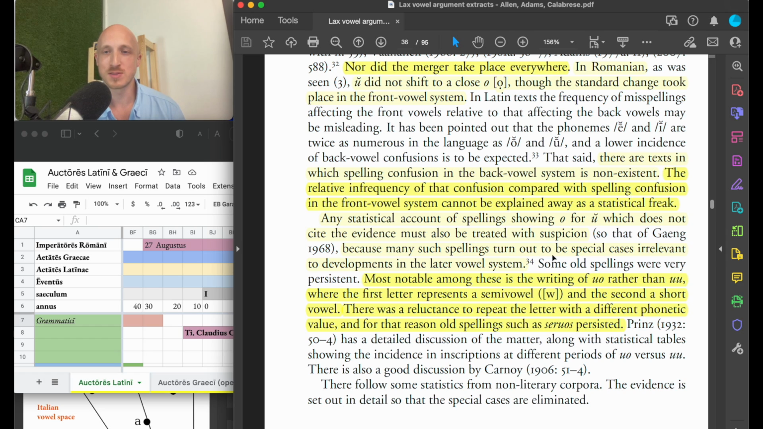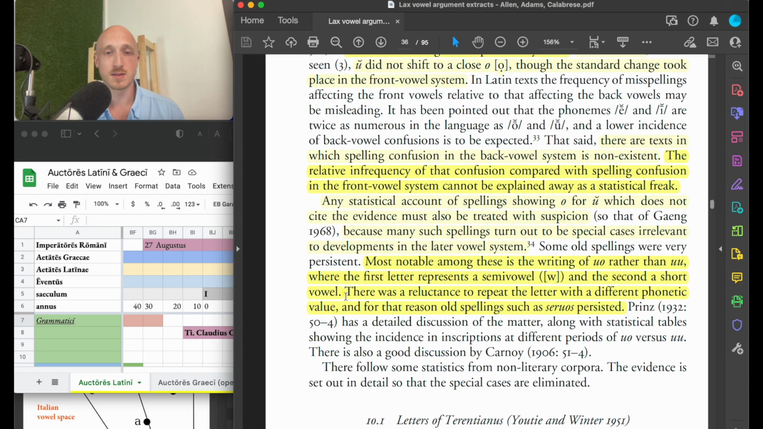Because many such spellings turn out to be special cases irrelevant to developments in the later vowel system. Most notable among these is the writing of uo rather than uu, where the first letter represents a semivowel W, keeping in mind that Latin doesn't have the difference between V and U that we take for granted in our Latin texts today. And the second, a short vowel. There was a reluctance to repeat the letter with a different phonetic value, and for that reason, old spellings such as servos persisted. We can even see this in Virgil's text, for instance.